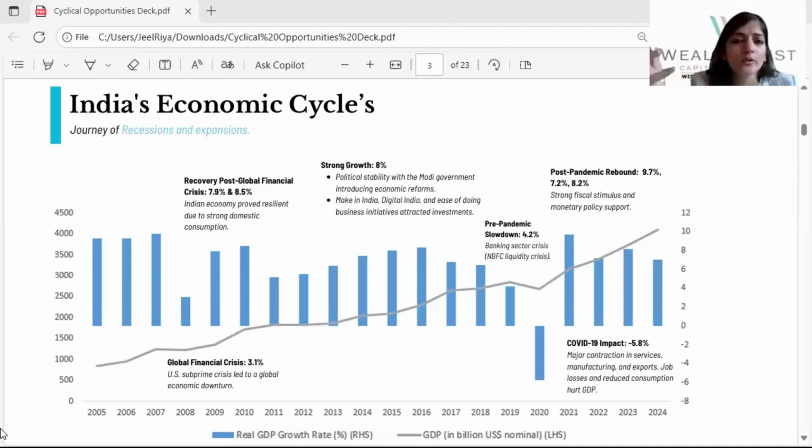Like we saw the global financial crisis, all sectors and all businesses were impacted. But then there was a reversal, and some sectors and some businesses did better than the others. So there is that kind of volatility within the businesses and the sectors, but in the longer term, we see markets usually following a linear progression.